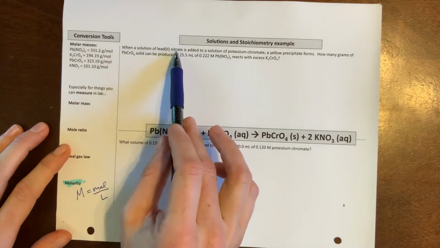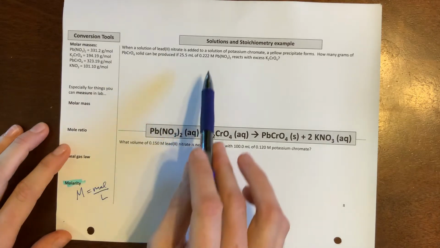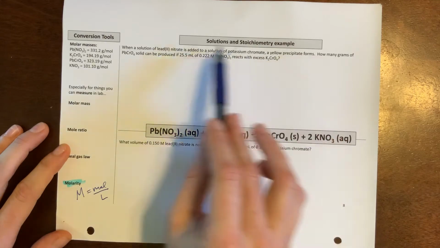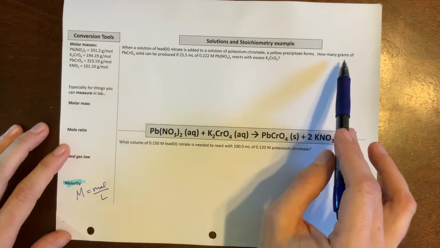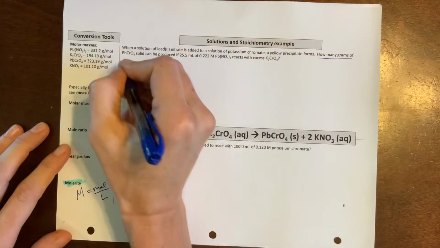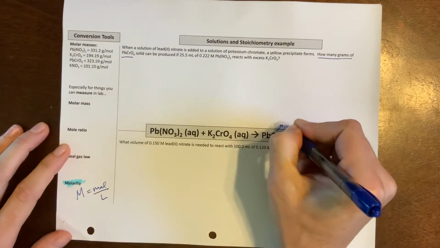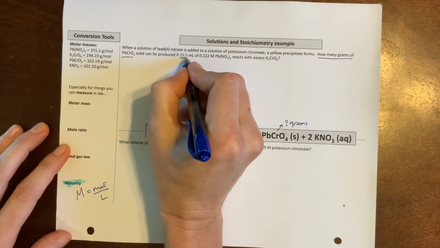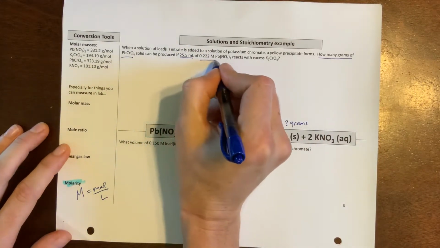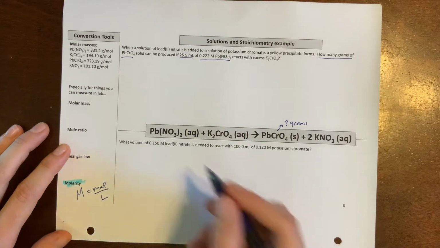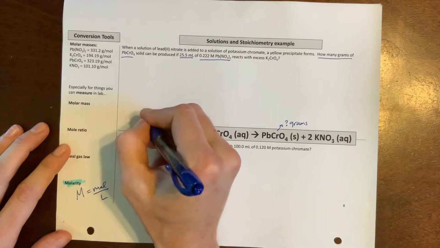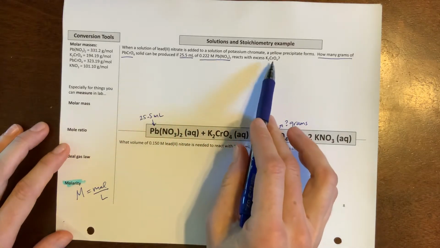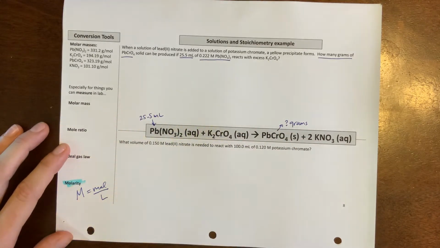So a solution of lead nitrate, we're looking at this balanced equation here, is added to a solution of potassium chromate and a yellow precipitate forms. So ultimately, who cares? There's no numbers there. How many grams of PbCrO4, so this is what I'm looking for here, can be produced if 25.5 mL of 0.222 molarity Pb(NO3)2, so this is what I'm looking at here, reacts with excess, so that means more than enough of this potassium chromate.